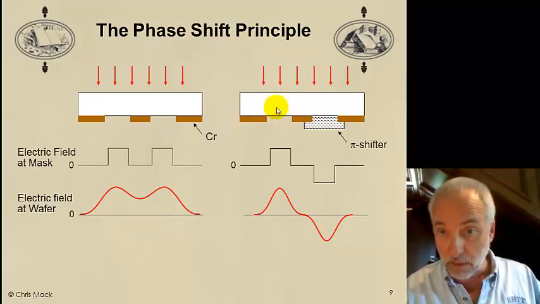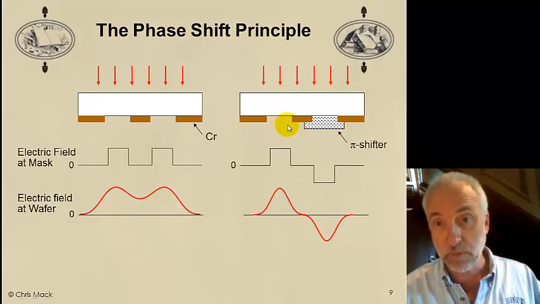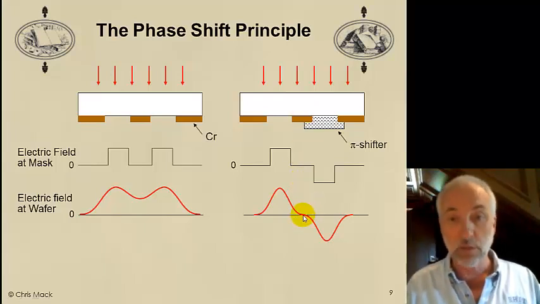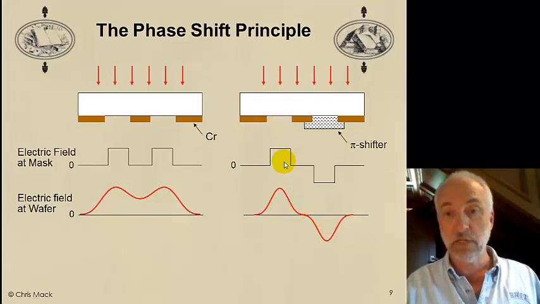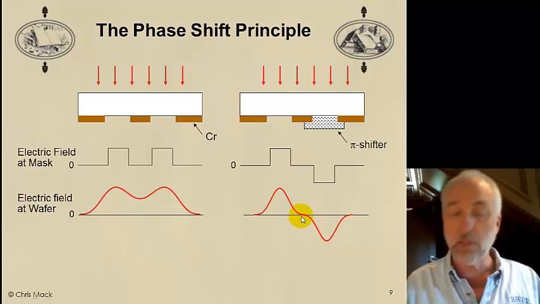But what happens here? Light diffracts from this space and from this space, and when they combine at the wafer, the light coming from this space is 180 degrees out of phase with the light coming from this space, and so there'll be a point underneath this chrome line where the electric field goes to 0. Another way to think of it is the electric field goes from +1 to -1, and even when I smear it out, to get from +1 to -1, it has to go through 0. So there's a point where the electric field goes to 0.